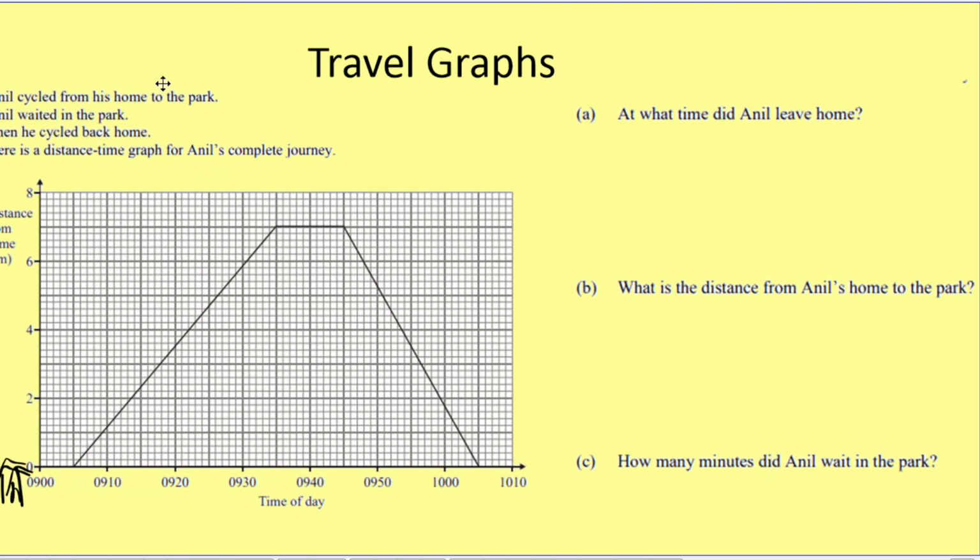So Anil cycled from his home to the park. He waited in the park, then he cycled back home. Here's the distance time graph for Anil's complete journey. What time did Anil leave home? Well, it's between 9 and 9:10, so it's going to be 9:05.